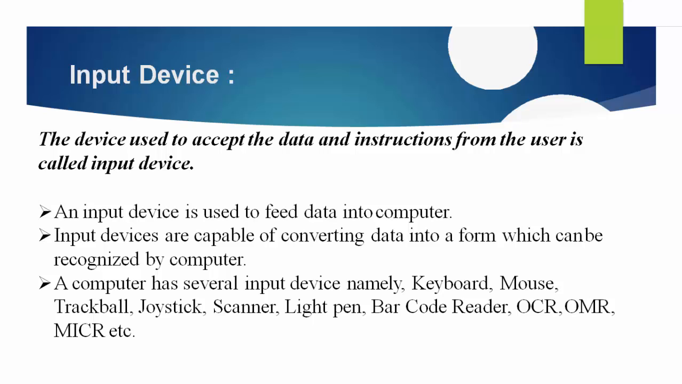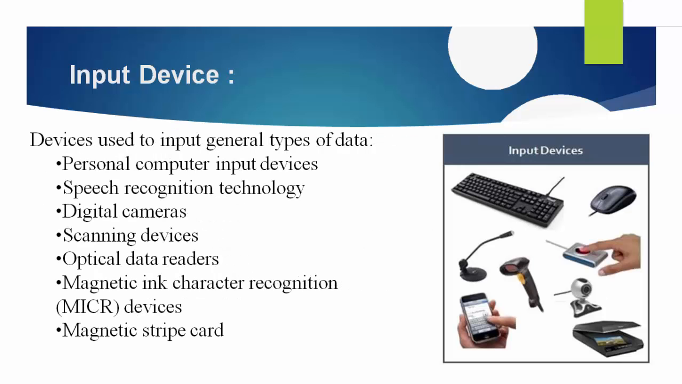Next point: a computer has several input devices, namely keyboard, mouse, trackball, joystick, scanner, light pen, barcode reader, OCR, OMR, MICR, etc. These are some input devices which are used for feeding data into the computer. Next, devices used to input general types of data: personal computer input devices and speech recognition technology, which is translating speech. If I want to type, I will use a keyboard.